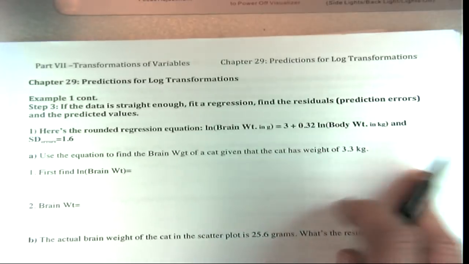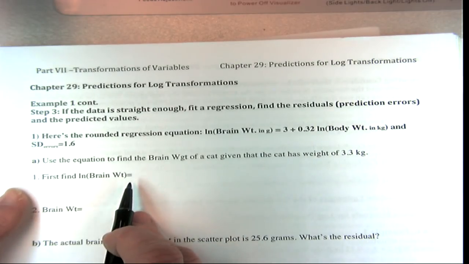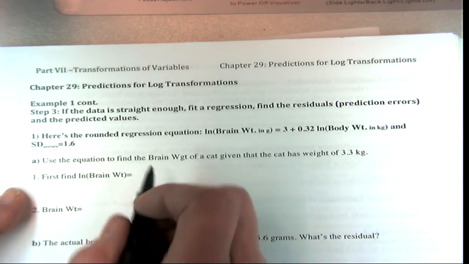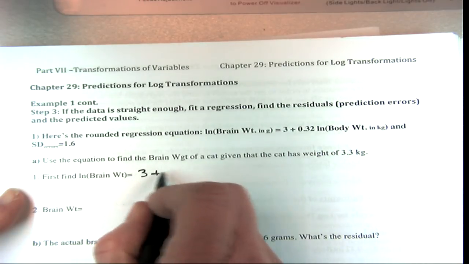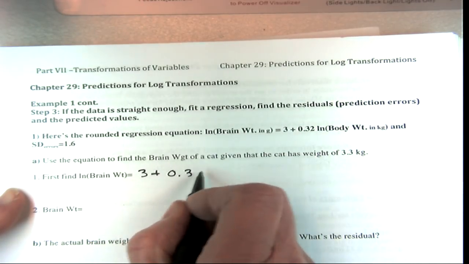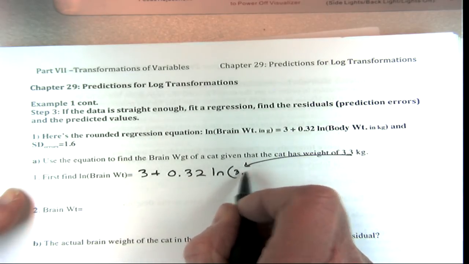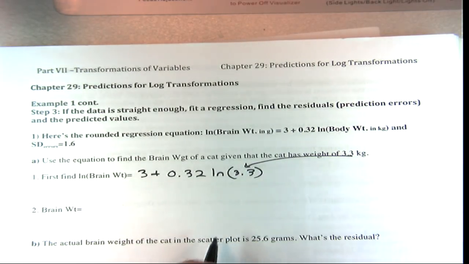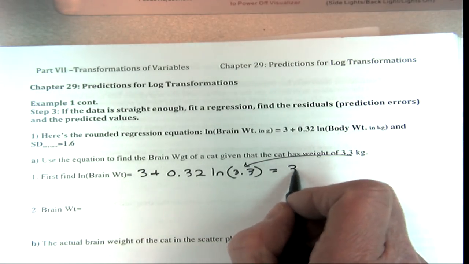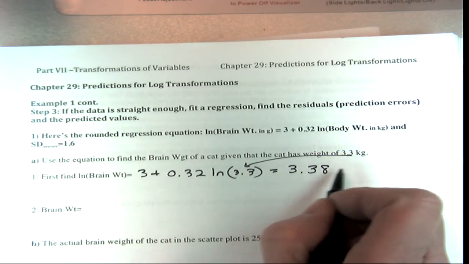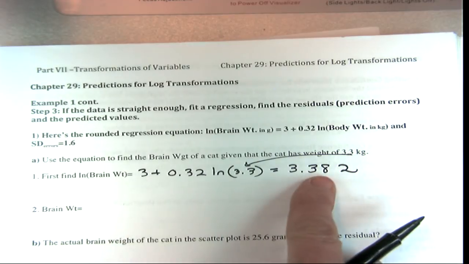All right, so we're just going to make a prediction. First find the log of the brain weight. Well, the log of the brain weight is equal to, we're just going to use this, 3 plus 0.32 times the log of 3.3. All right, that's all we're going to do. And I did that, and I got 3.382. All right, so that's the log of the brain weight.